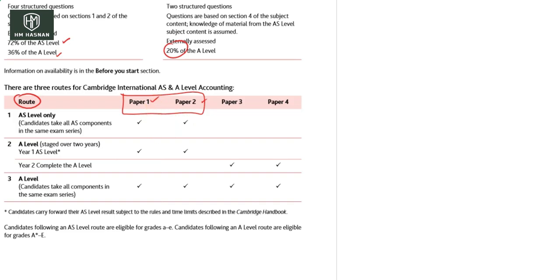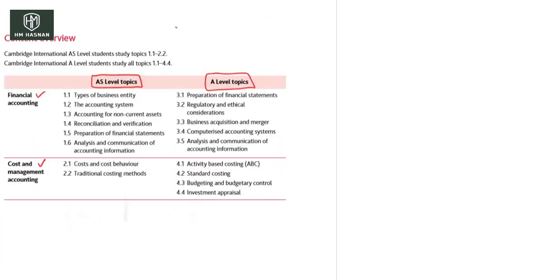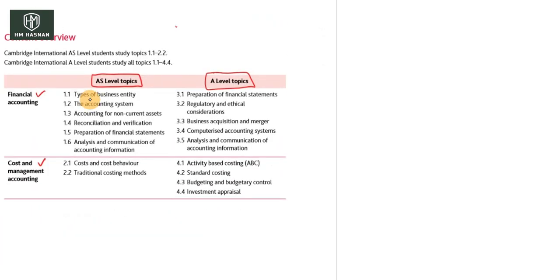Let's talk about the syllabus related to paper 1. In paper 1, we will learn the types of business entity, the accounting system, accounting for non-current assets, reconciliation, verification, preparation of financial statements, and analysis and communication of accounting information. It's related to paper 1. And in paper 2, we will discuss 2 topics. Number 1 is cost and cost behavior, and the second one is the traditional costing method. Okay.